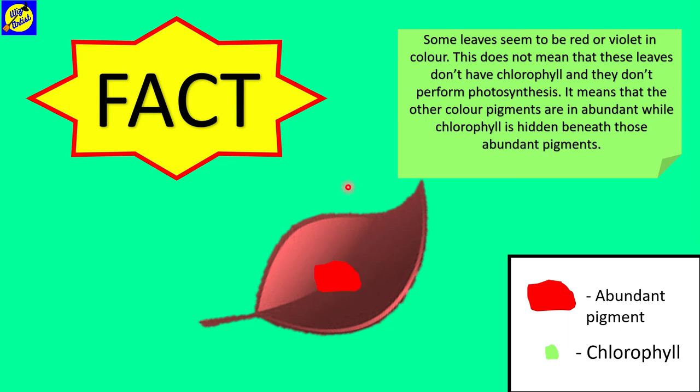abundant pigments. So chlorophyll is hidden. That's why these leaves seem to be red or violet. But it does not mean that they do not perform photosynthesis. They do perform photosynthesis, only the chlorophyll is hidden under these abundant pigments. Here it is the red pigment.